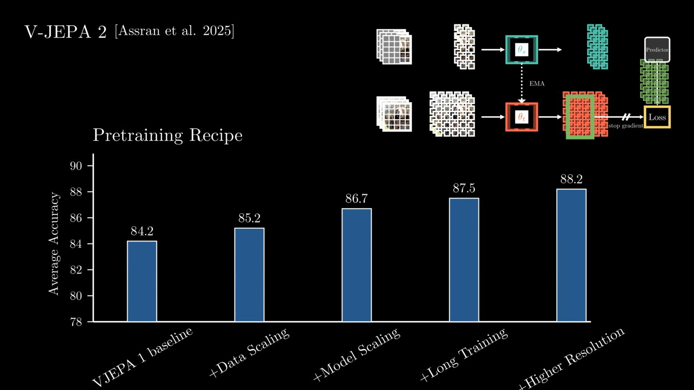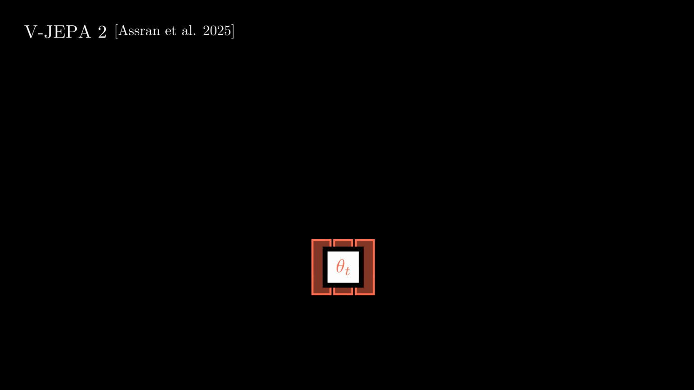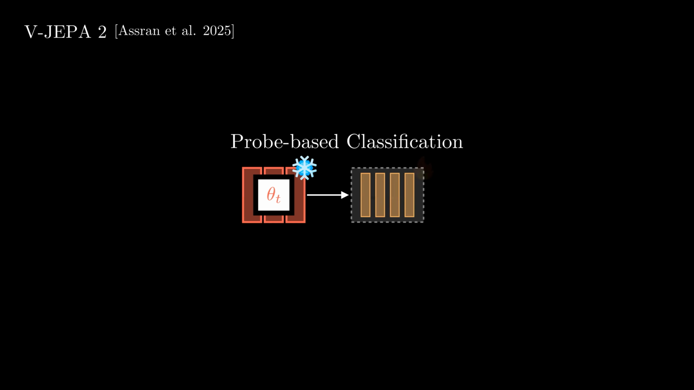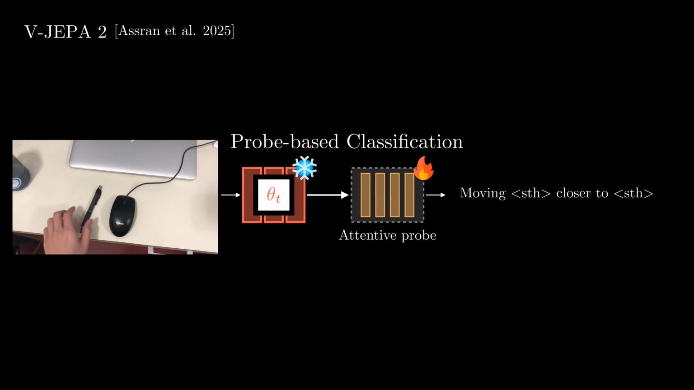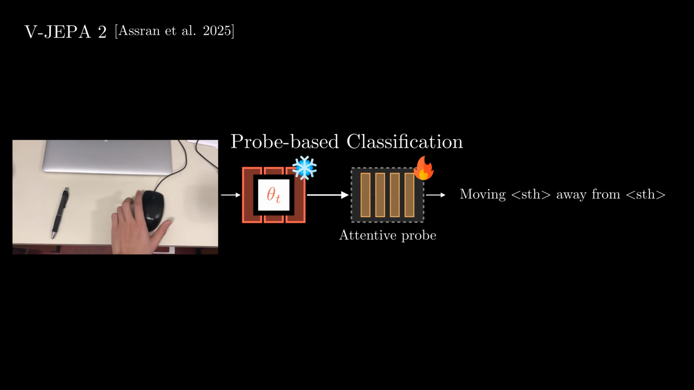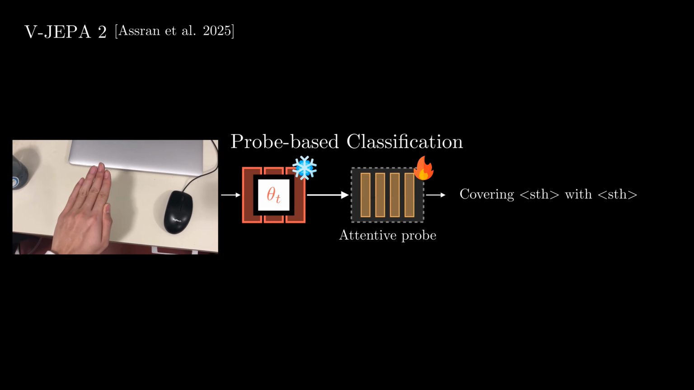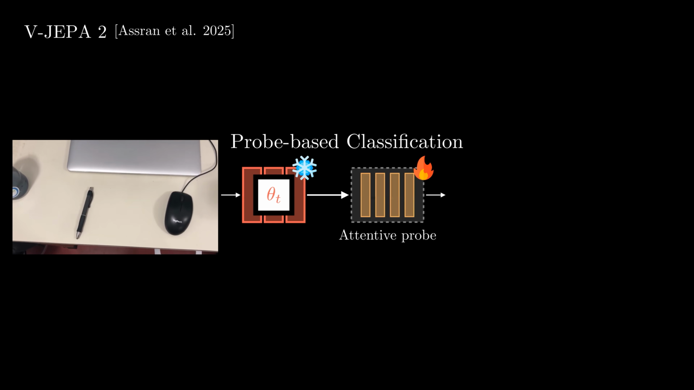After pre-training, the point is that this strong frozen video encoder can be adapted to many downstream tasks using the same learned representation. For action recognition, we can add an attentive probe, a few transformer blocks on top of the frozen encoder. We can then recognize actions in the video and tackle prediction tasks that require a common sense understanding of the depicted situation.